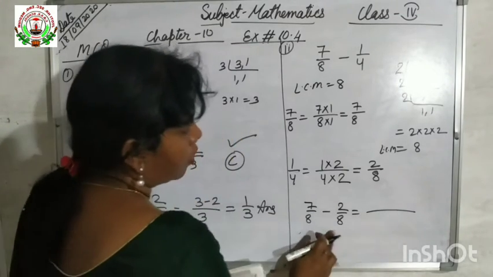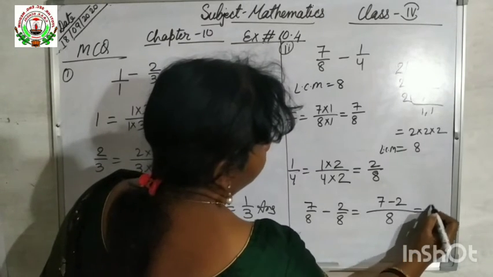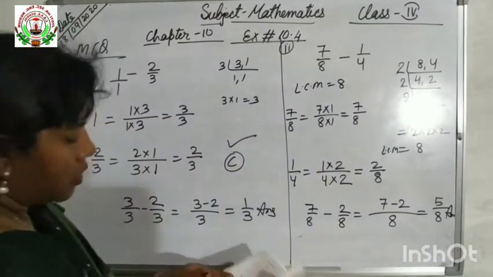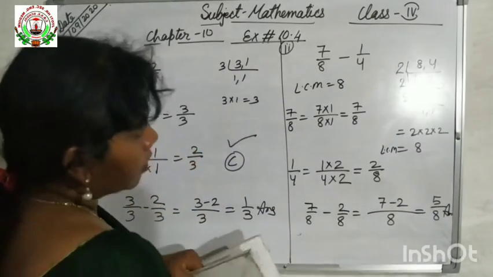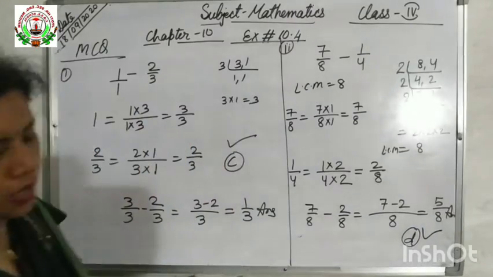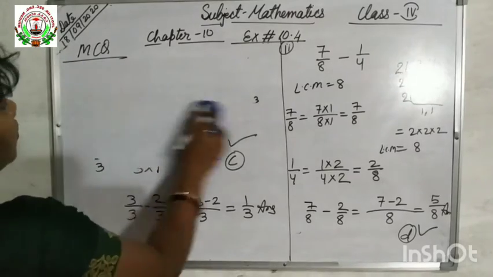Now we get the same denominator, so we will write it one time, and it is 7 minus 2. 7 minus 2 is 5 by 8. This is the answer which is given in your question, option number D. You will put a tick mark in D. Clear? So we have completed 2 questions of the MCQ.